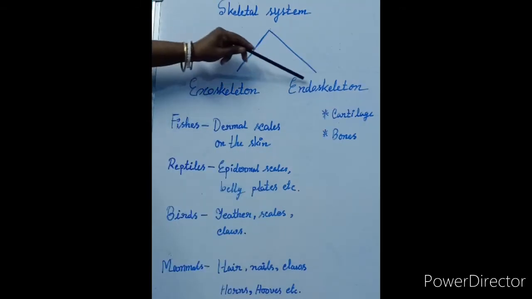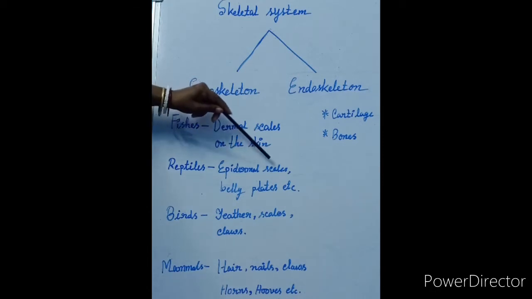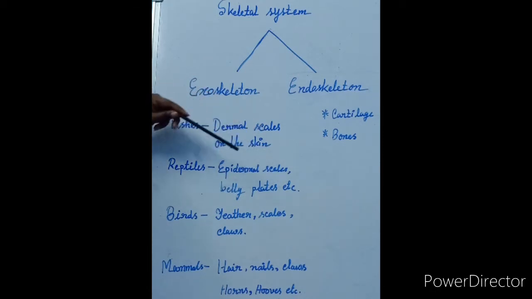exoskeleton and endoskeleton. This exoskeleton consists of hard parts present on the surface of the body, and it is formed of dead tissues. In fishes, what exoskeleton is present? That is the dermal scales on the skin. In reptiles, epidermal scales, belly plates, etc.